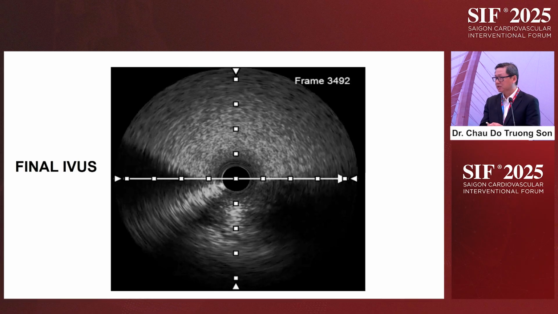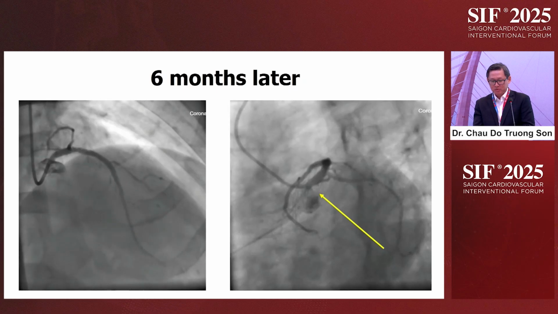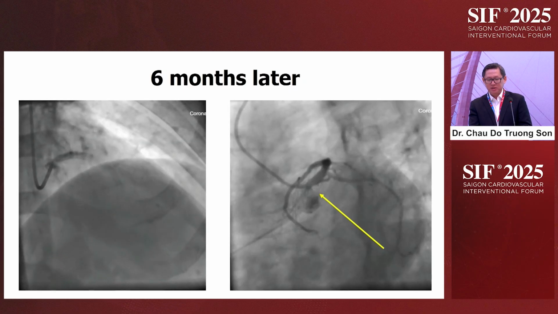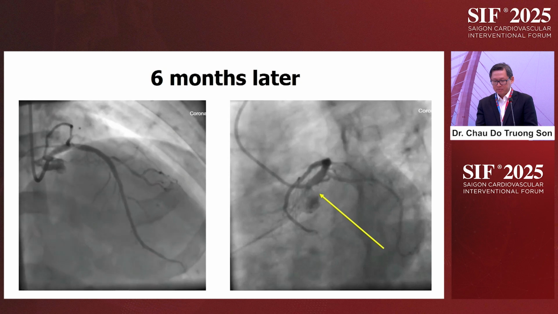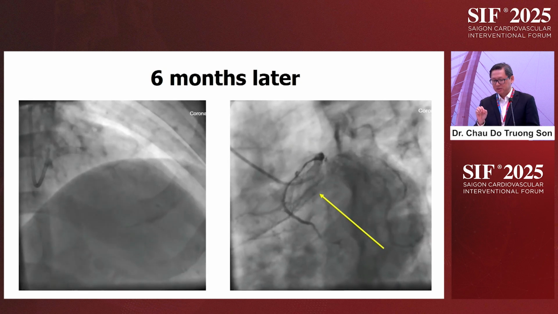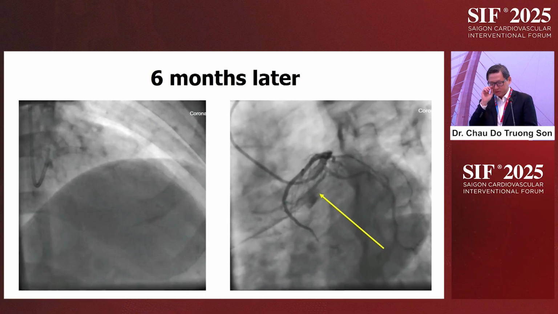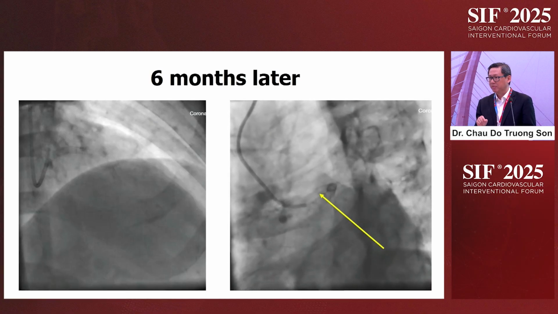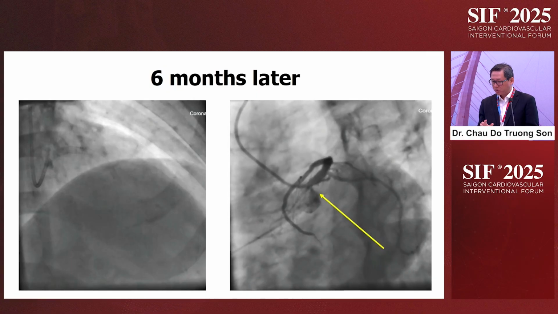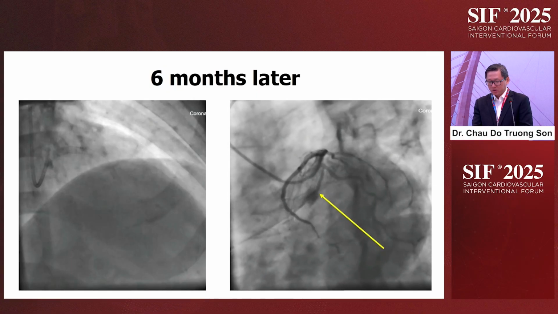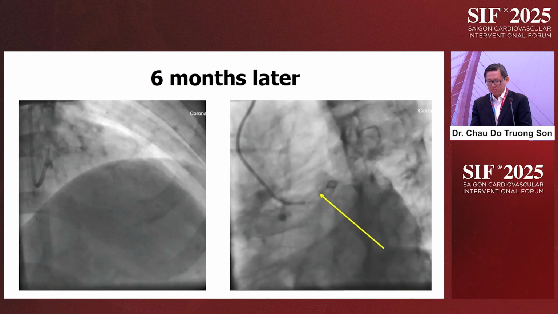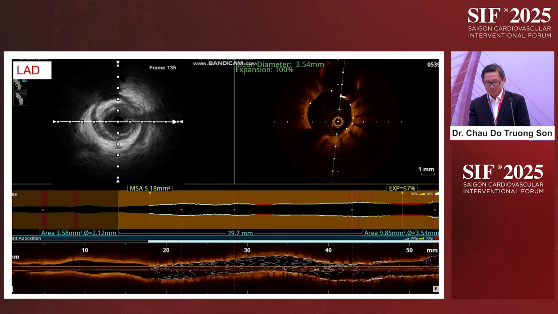This is the final IVUS, and we think the story will not stop there. So we tried to check the CAG 6 months later, just 2 weeks ago. This is the CAG. It's recent. And we see that there is maybe some new endothelialization at the ostium of the left main, and we don't know what happened. So we used the IVUS to check.